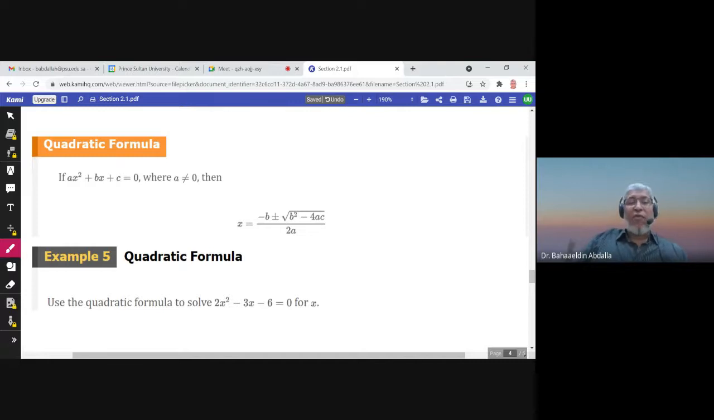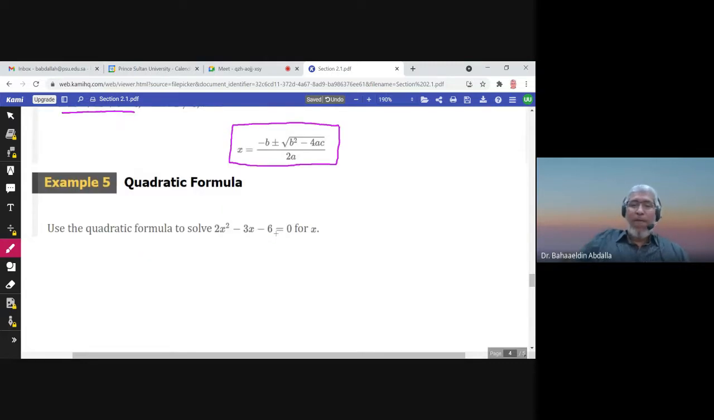Okay, the quadratic formula. The quadratic formula says if we have a quadratic equation, and of course a is not 0, or it will not be quadratic, then the solutions of this equation, because we'll have two solutions, can be found using this formula. And this formula is called the quadratic formula.